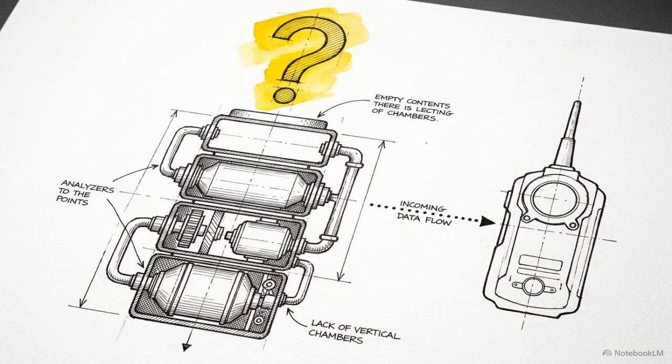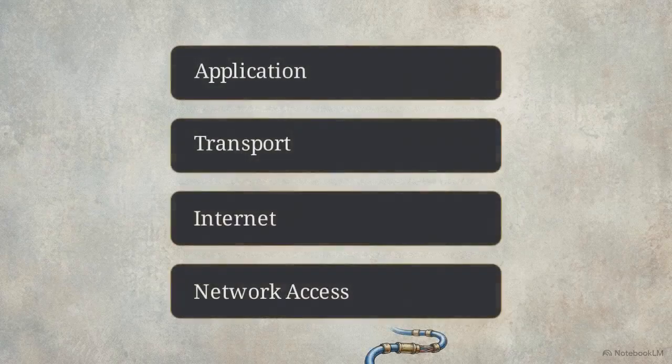Pause the video and try to deduce the exact order the receiving phone will use to process this incoming data. The receiving process happens in reverse order. The destination device takes those physical signals at the bottom, moves upward to strip away the routing and transport stamps, and delivers the raw message to the app.